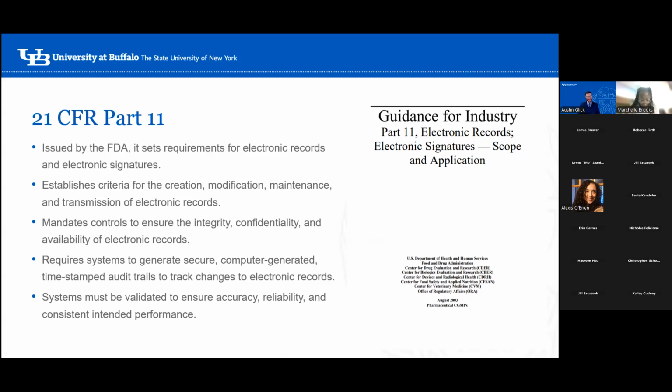Advarra eSource plus EDC, I'll talk about this briefly, but it is validated for 21 CFR Part 11 right out of the box. So there's nothing that we need to do within the actual system itself to make it compliant. It is compliant immediately. We have access to all the audit trails. It makes sure it maintains controls. It is validated, it's reliable, and it's consistent.